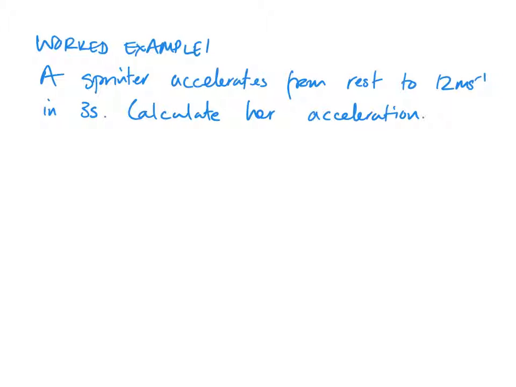And standard problem solving technique. What does the question tell me? What does it ask me? Notice though sometimes the information is in word form rather than always in number form. So this from rest is important because that tells us that the initial velocity is 0. The final velocity is 12. And it took a time of 3 seconds. And we're being asked to calculate acceleration.